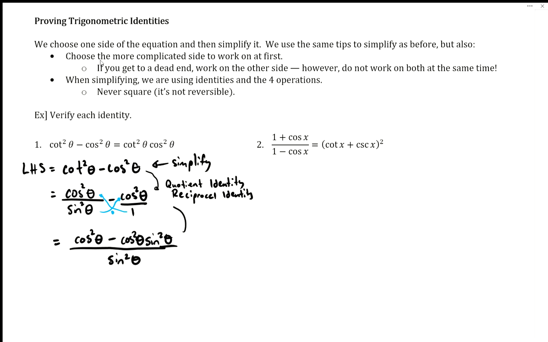From this step to this step, we would probably just say simplify. It's a rule with fractions, but nothing real special that's new with identities. Okay, but the next step.